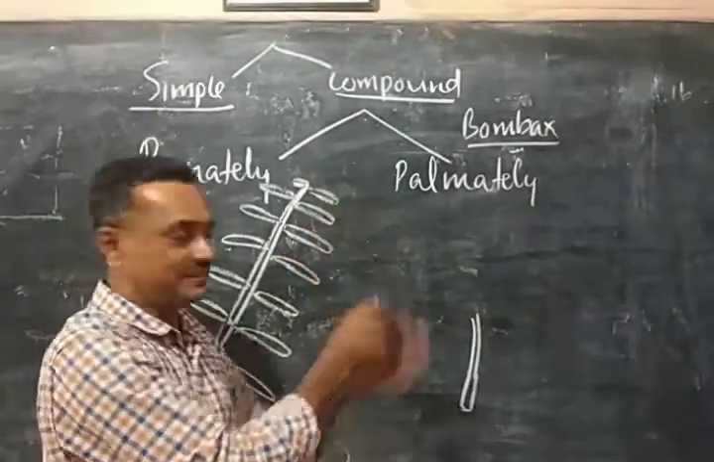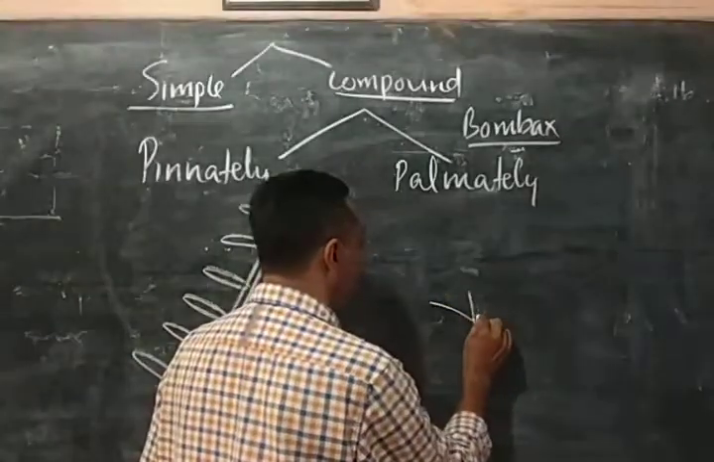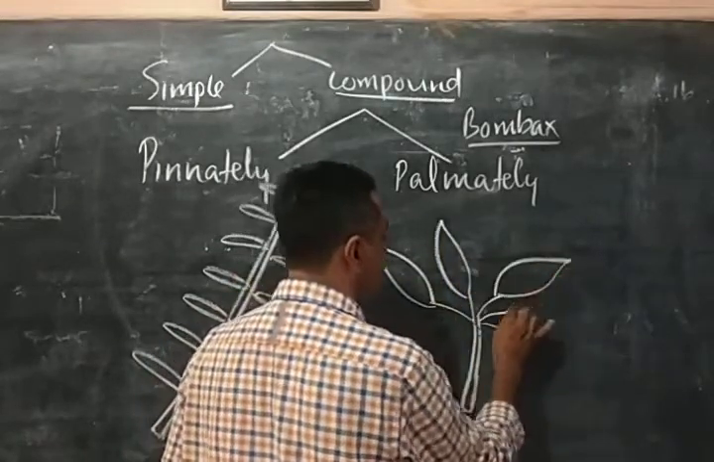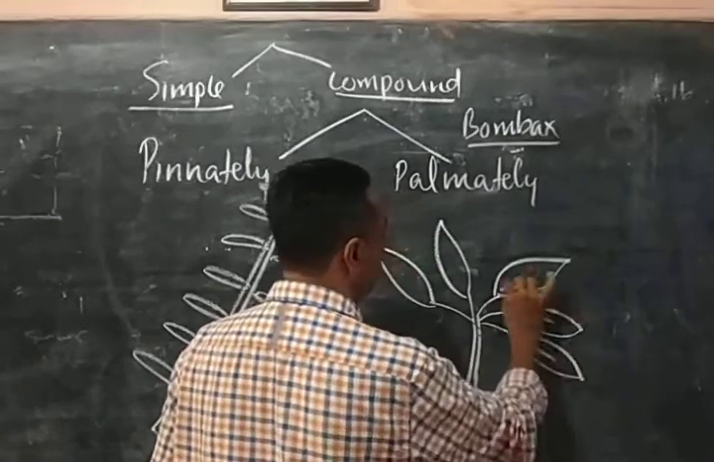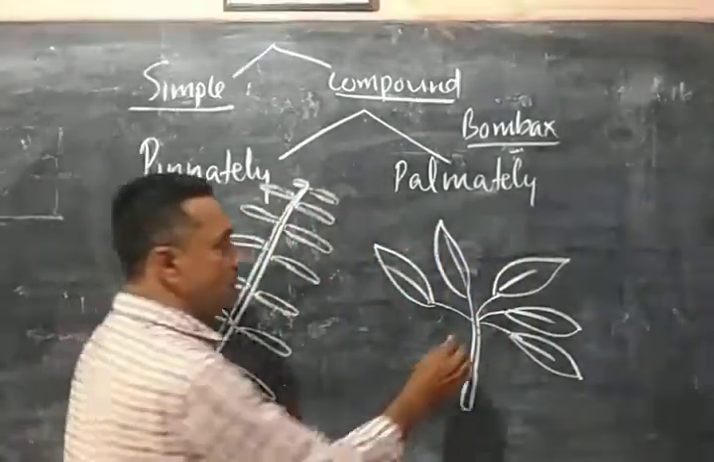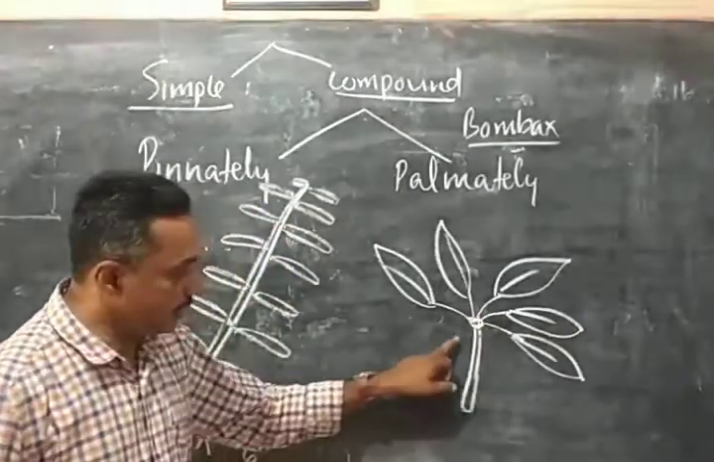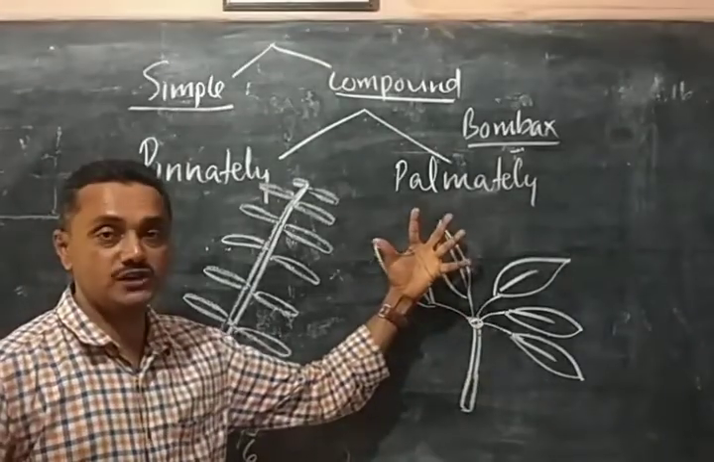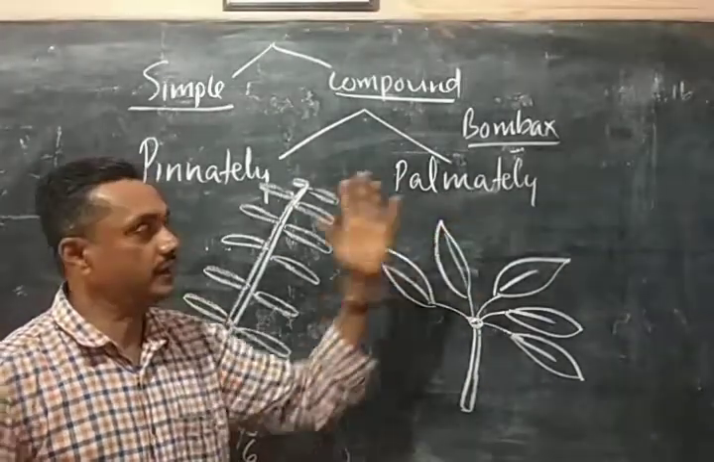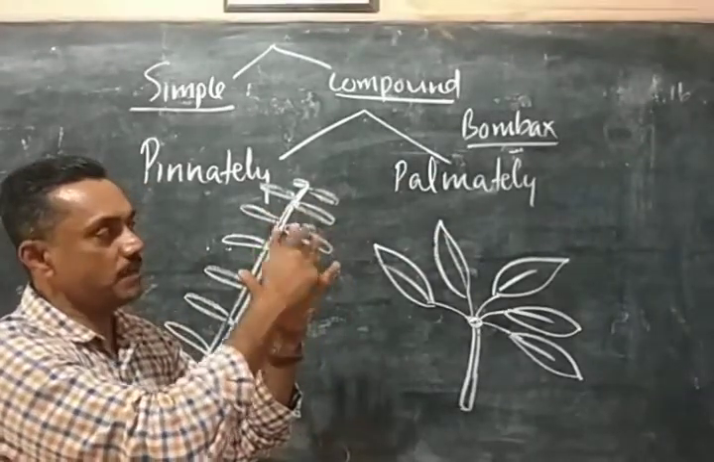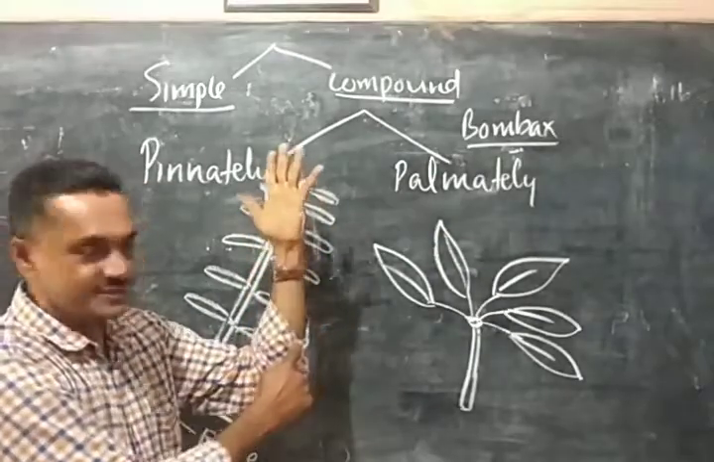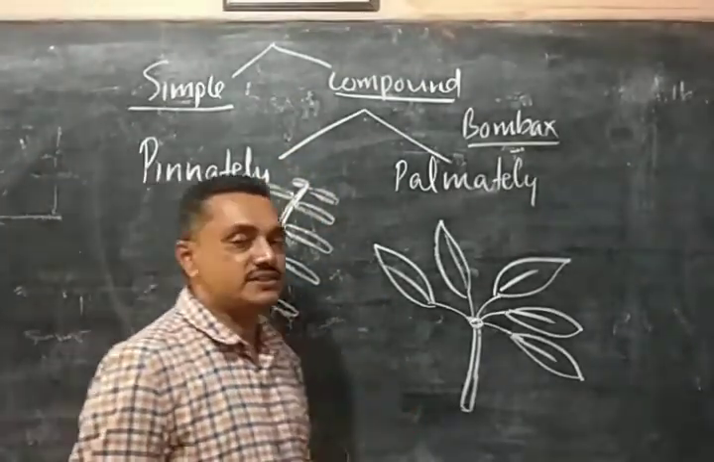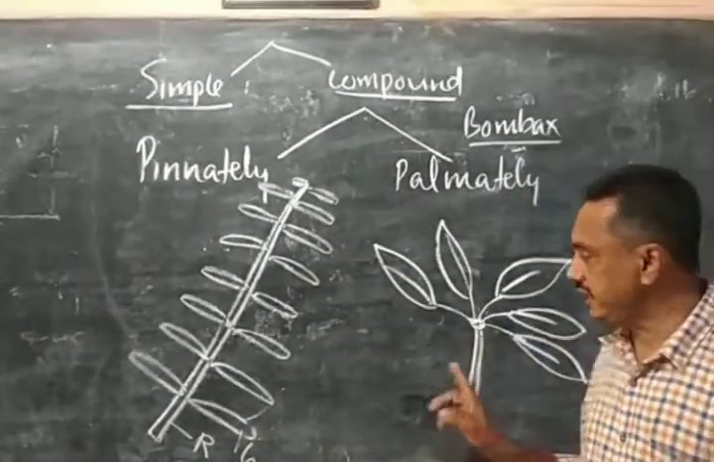1, 2, 3, 4, like that. 1, 2, 3, 4, 5 or 7. Like fingers on a palm, arranged from one point. Here there is no leaflet along the rachis; the tip of the rachis bears them like fingers on a palm. Palmately, fingers on a palm. This is called the palm. So like that, the leaflets are arranged like fingers on a palm at the tip of the rachis.